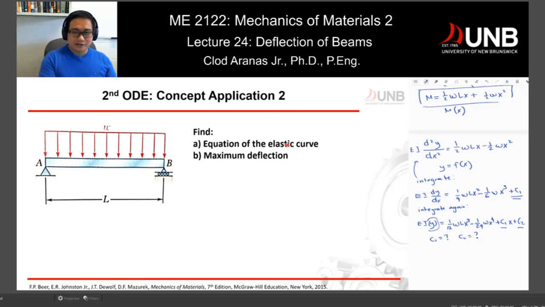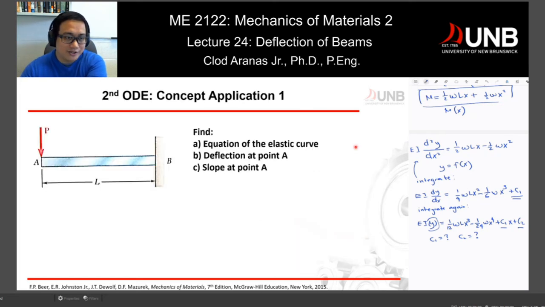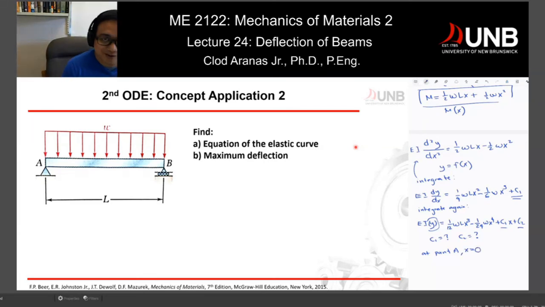So the first thing is, let's look at the beam and let's define the boundary conditions. You can see that this is a simply supported beam, and you can go back here. So you can see that at point A, y is equal to 0. At point B, y is equal to 0. And maybe we can use that to calculate C1 and C2. So let's do that one. Let's say we assume that at point A, at this particular point, x is equal to 0.